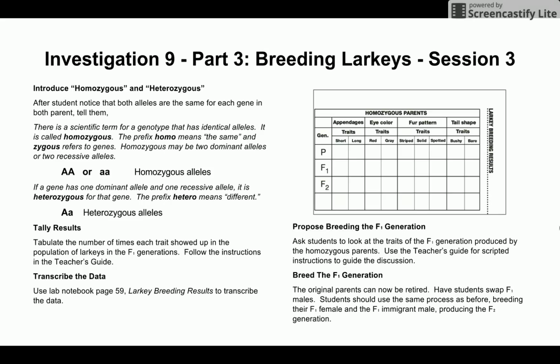Introduce homozygous and heterozygous. After students notice that both alleles are the same for each gene in both parents, tell them that there is a scientific term for a genotype that has identical alleles. It is called homozygous. The prefix homo means the same, and zygous refers to the genes. Homo may be 2 dominant alleles or 2 recessive alleles. If one is dominant and one is recessive, it is heterozygous for that gene. The prefix hetero means different. Continue the breeding process following the instructions in the teacher's guide.